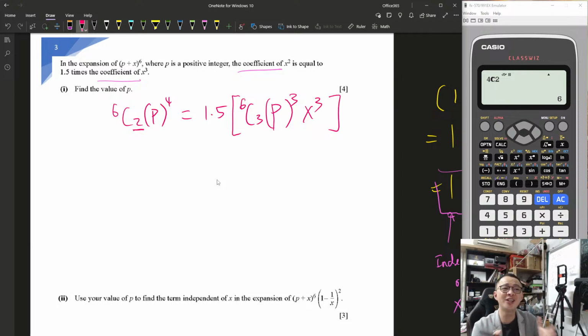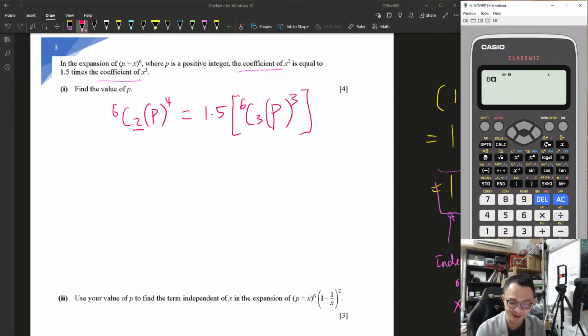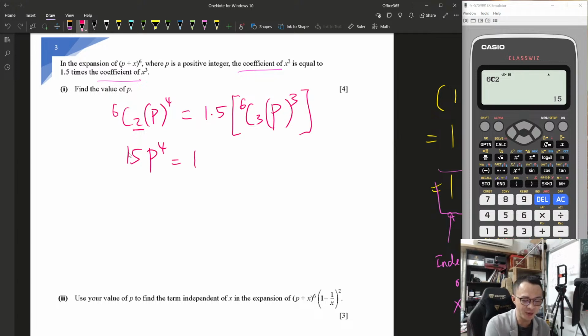But because we only want the coefficient, remember, it's a number in front of the x power of 3, then I will not write this. I will just do like this. Okay? Then this one will be 6c2, which is 15, p power 4. And then this one will be 1.5.